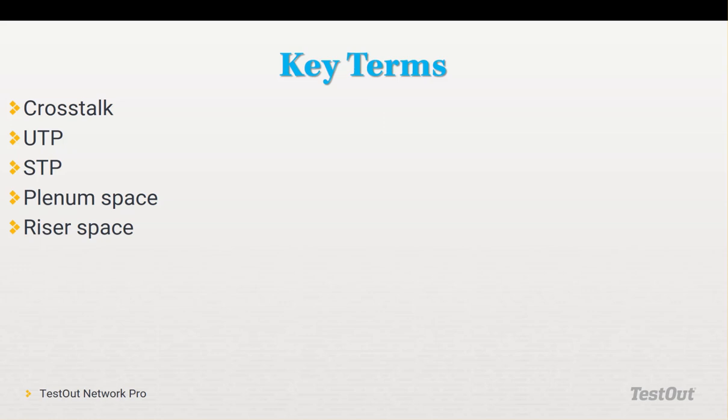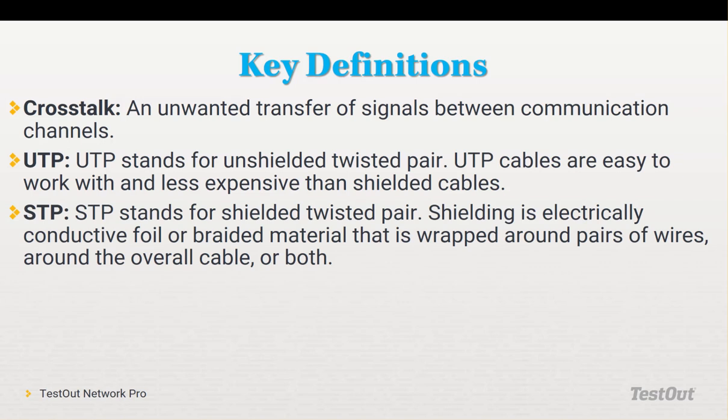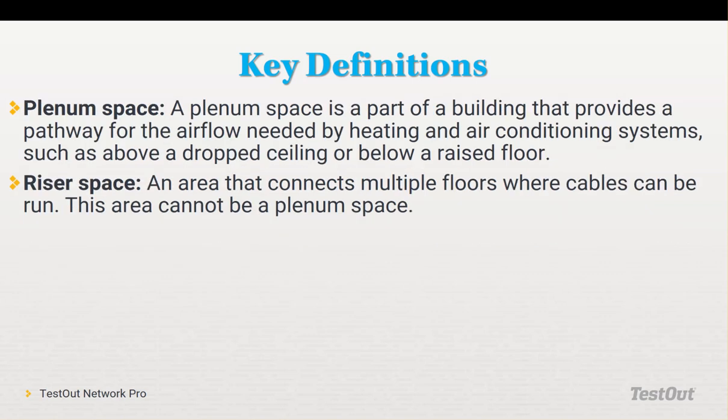Basically, here are some key terms to look at: crosstalk, UTP, STP, plenum, and riser, and you'll see what each one of those are. Crosstalk is usually some kind of leaking of data, and you'll see that in the twisted pair cable, and that is why the pairs are actually twisted. UTP stands for unshielded, STP is shielded twisted pair. The most common is going to be UTP, or unshielded twisted pair.